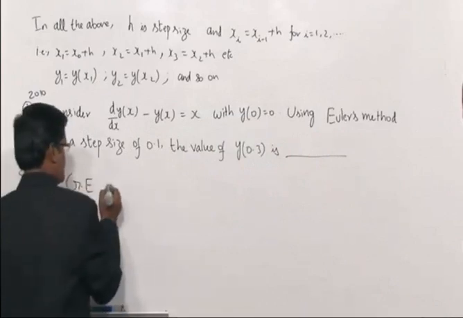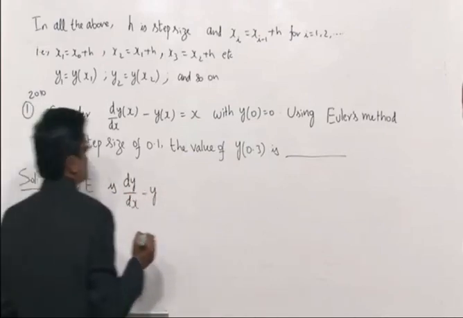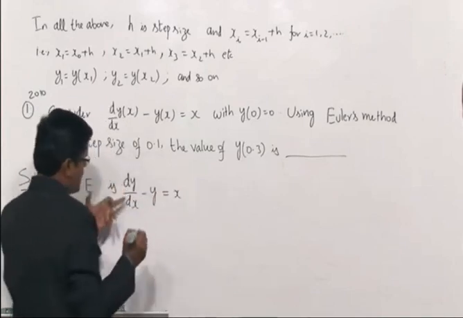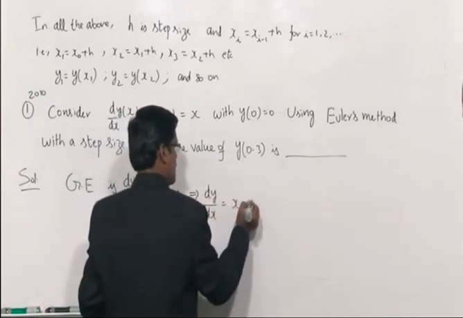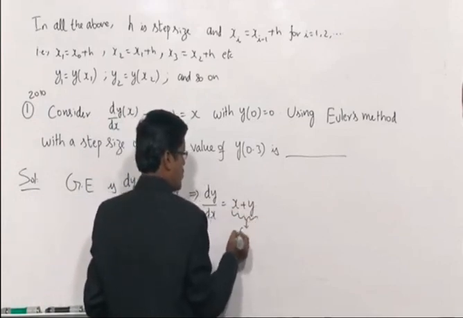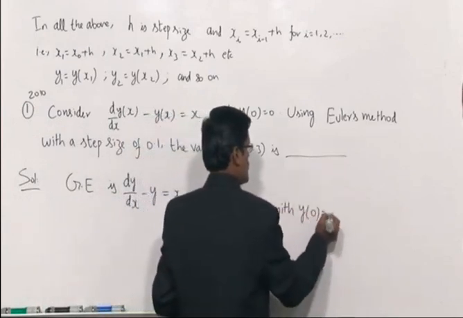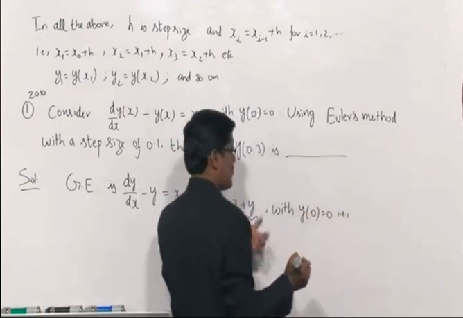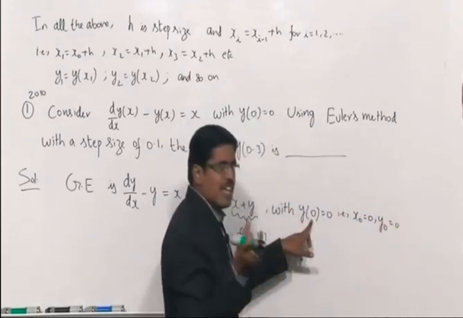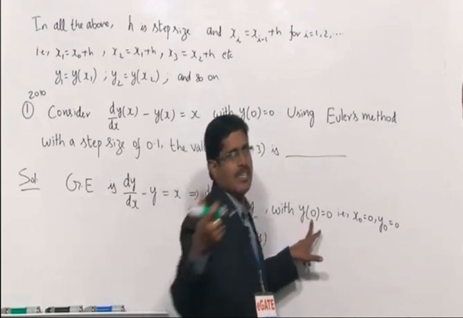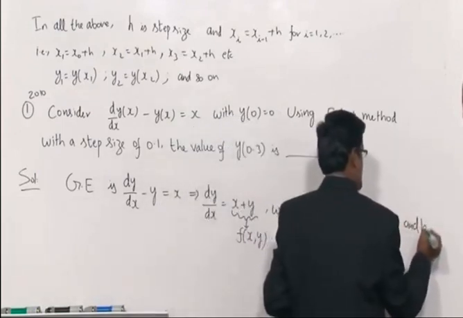GE stands for given equation, which is dy by dx. Y of x can simply be denoted by y. Y is a function of x, because here y is dependent and x is independent variable. This is dy by dx is equal to x plus y. So this x plus y is our f of x comma y. The condition given is y of 0 is equal to 0, meaning the initial starting values x naught is 0 and y naught is 0. The inside value is the independent variable value. And h is also given, 0.1.